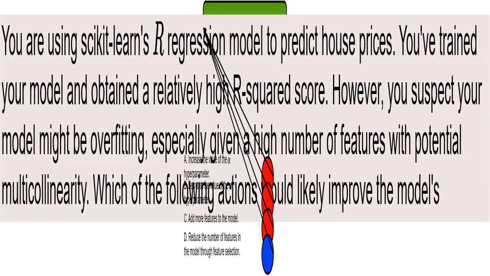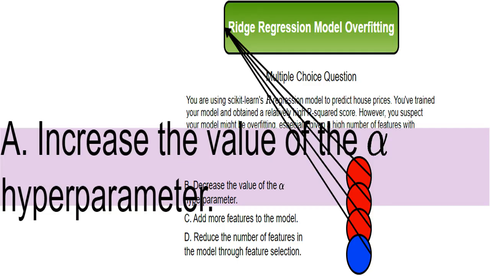The R-squared score looks good, but you suspect overfitting, which is a common problem with many features that might be related: multicollinearity. We need to fix this to create a model that performs well on unseen data. Let's find the solutions. This is one solution to address overfitting. Increasing the alpha parameter increases the penalty for large coefficients in the model, which reduces the model's complexity and improves the generalization ability. It's a regularization technique.